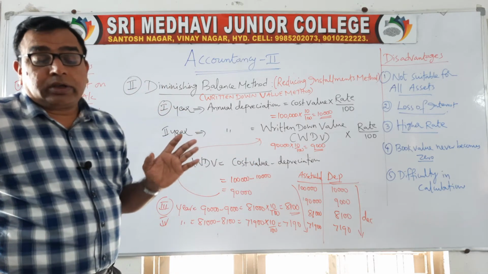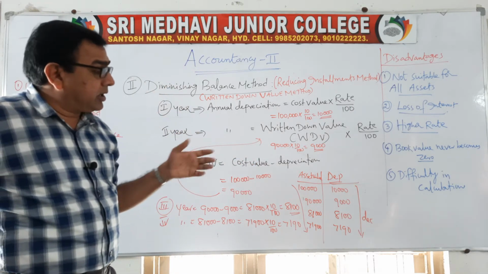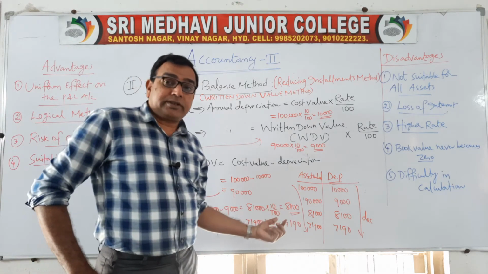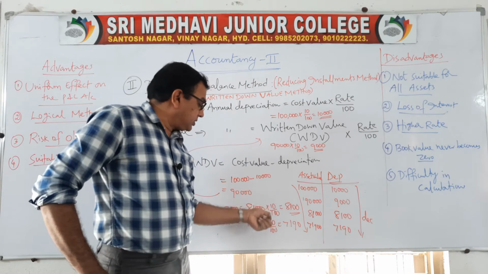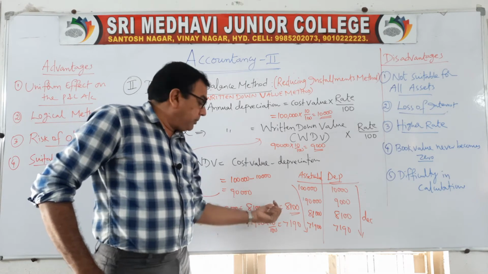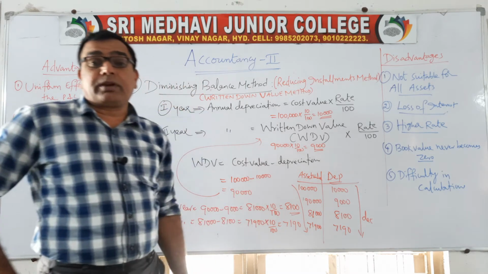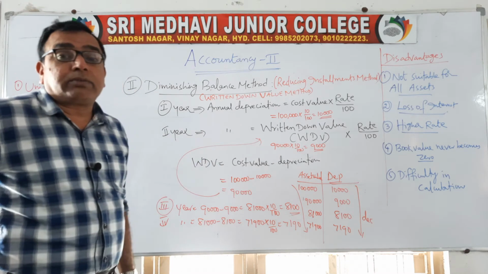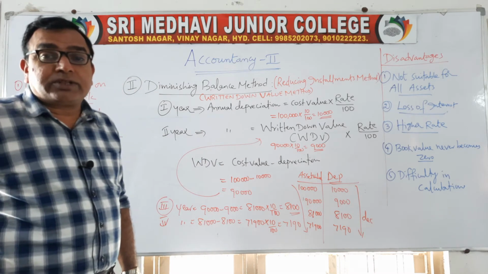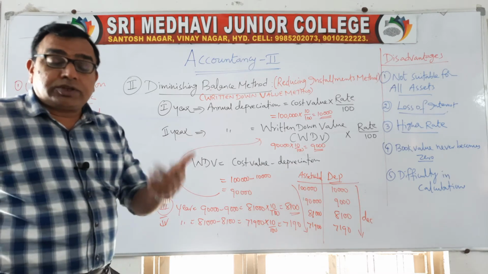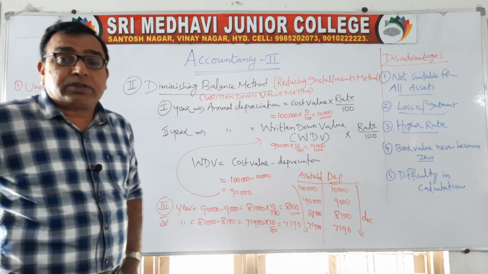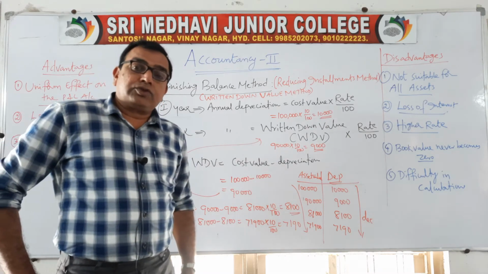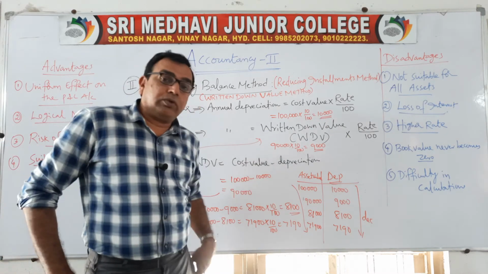Calculators are not allowed. In graduation it is allowed, but in intermediate calculators are not allowed. So you should know the basic mathematics. How zeros are cancelled, multiplied. If 5% is given, sometimes 7.5% may be given, 8% may be given. Sometimes you have to calculate for 6 months. If the date of purchase is the middle of the year, sometimes you have to calculate for 3 months, 6 months, 9 months also. So you should know how to simplify. This simplification part you should know. Clear?